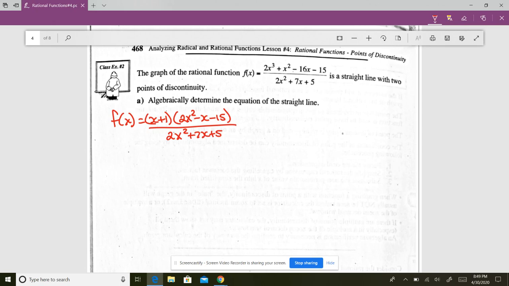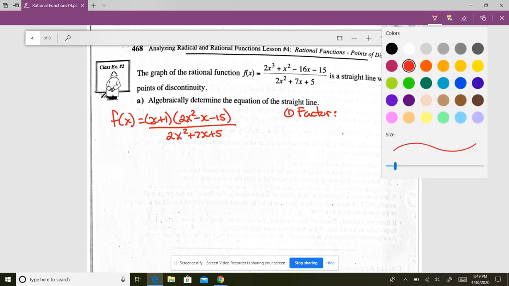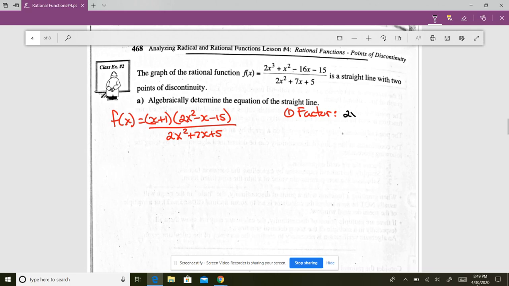The first step is to factor everything. Okay? So step 1 is factor. So I need to factor the 2x squared minus x minus 15. The way I do it is I multiply 2 times negative 15 and I get negative 30. And I ask myself what multiplies to negative 30 and adds to negative 1.